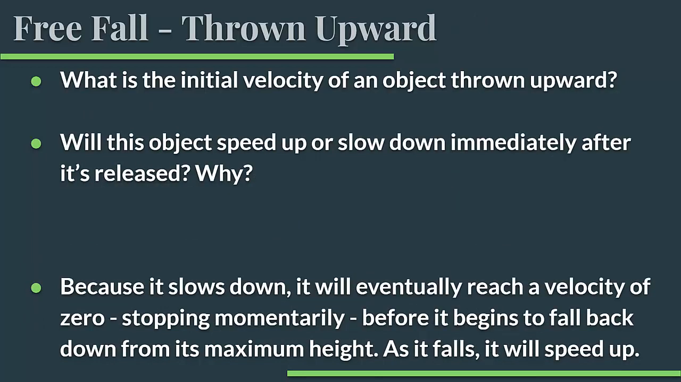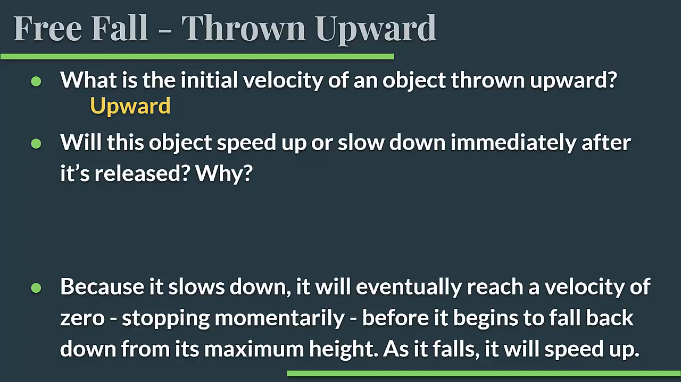The third example that we talked about was an object being thrown straight up in the air. So you're going to throw it up in the air, and what goes up must come down, so that if it's a ball, you toss it up in the air, it's going to come right back down, and hopefully you catch it again. What is the initial velocity of an object thrown upward? Well, of course, if you throw it upward, it's going to have an upward velocity.